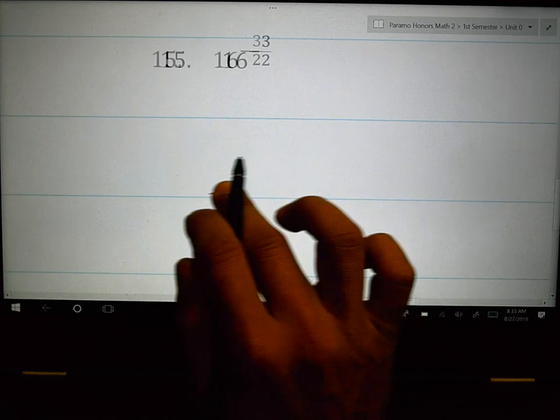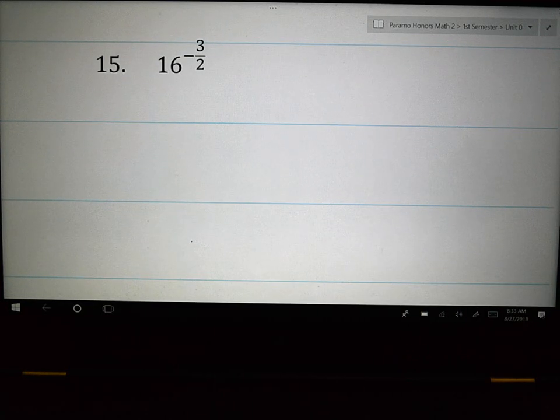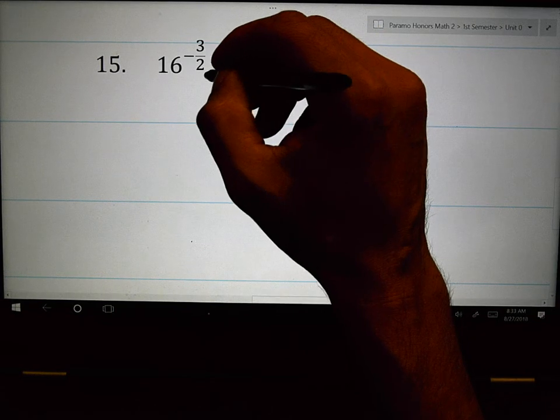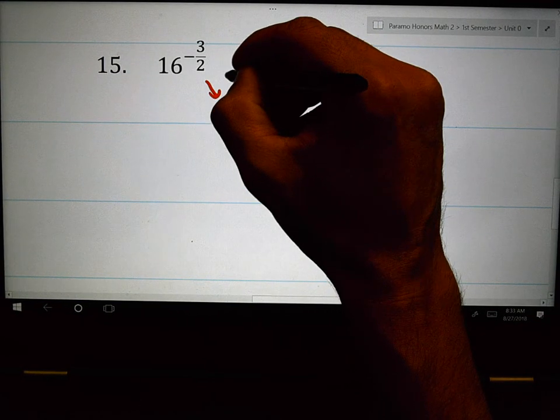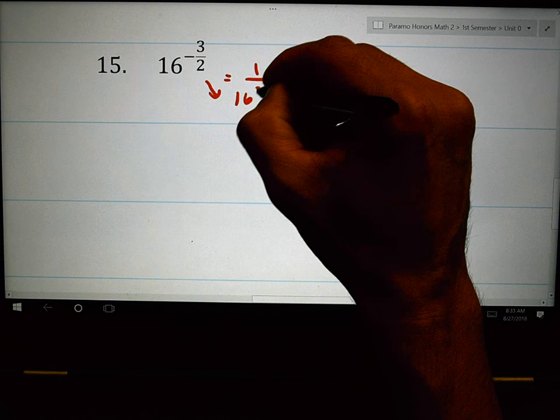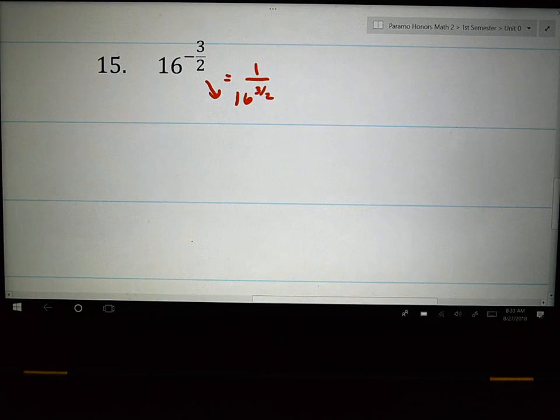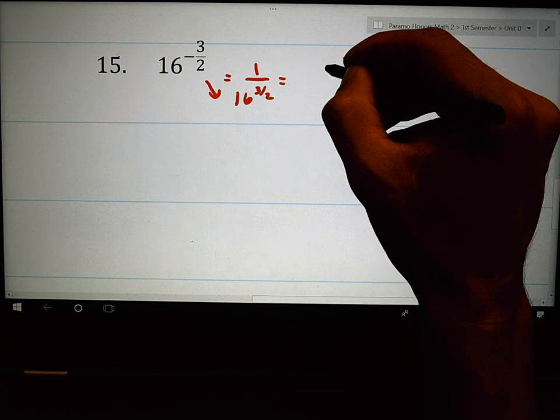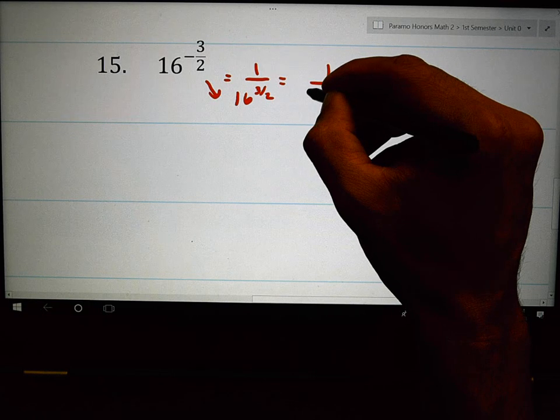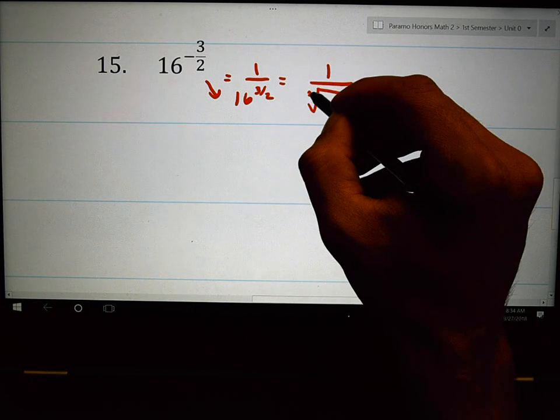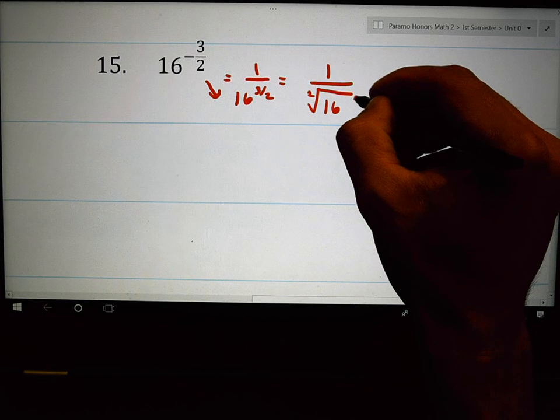Okay? Number 15. Now we have a negative exponent. So let's apply what we remembered from last time with negative exponents, and let's also apply rationalizing and everything else. 16 to the negative 3/2 power. To make this positive, it moves to the denominator. 16 to the 3/2 power in the denominator. That's what we learned or reviewed in the previous section. And then we learned in this section that the bottom number is the root and the top number is the exponent.